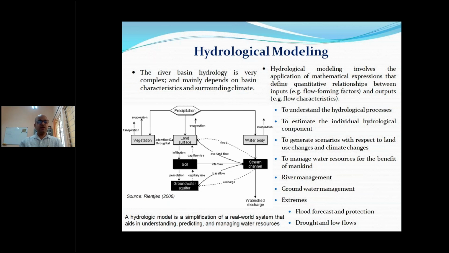Now, why do we use hydrological models? Why do we go for hydrological modeling? To understand those processes and to also understand that if a particular characteristic changes, what impact it will have on the outcome. Because if this happens, what will happen? Answering this is a very critical part of resource management. Many times we require hydrological modeling for dealing with extreme events like flood and drought also.